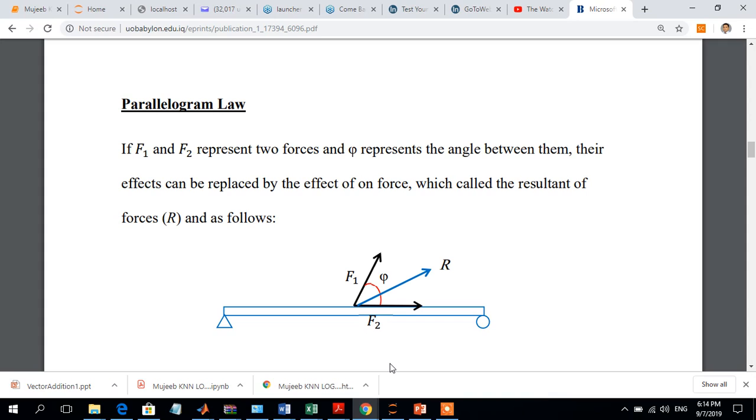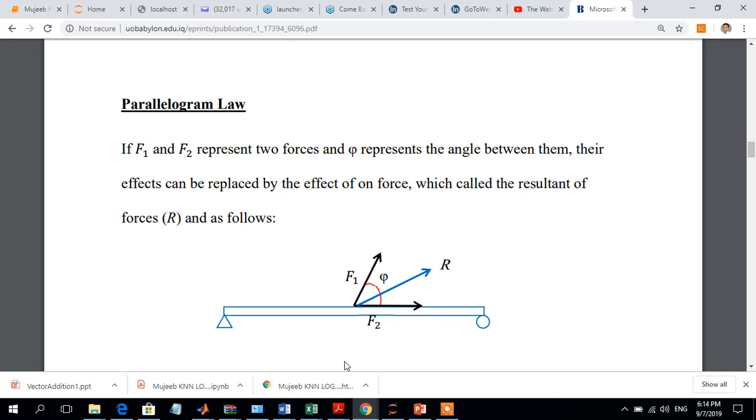You must have studied this law at the school level. So we will look at the law, how you are going to apply it, and the different applications related to the parallelogram law will be discussed in this lecture. So let us look at a particular diagram here.